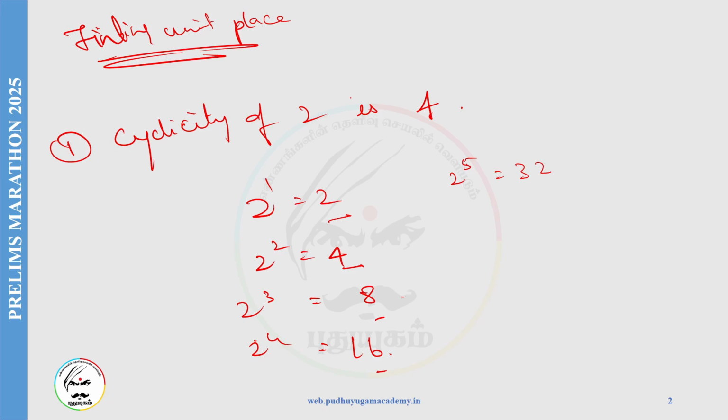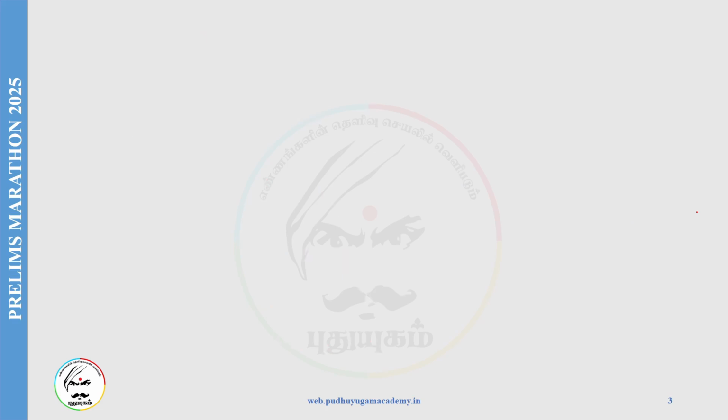So the cyclicity for 2 is 4, right? You can remember it as 2, 4, 8 and 6, right? The cyclicity of 2 is 4, right? And next is the cyclicity of 3.